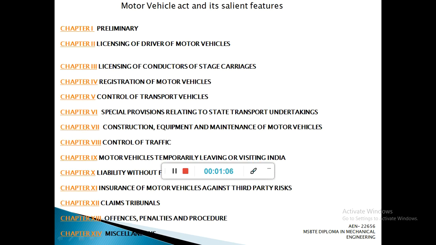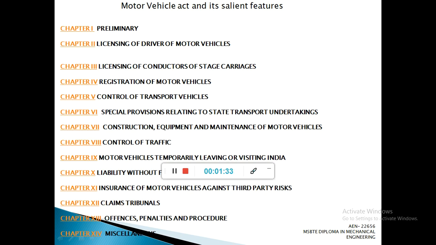Now coming to the next slide, what are the salient features of Motor Vehicle Act? It was established in the year 1988. It consists of different chapters. The first chapter is preliminary, that is, it consists of different introductions. The second chapter consists of the licensing of drivers of motor vehicles, that is, the person authorized to drive the different motor vehicles. Chapter number 3 also includes the licensing of conductors of stage carriages.